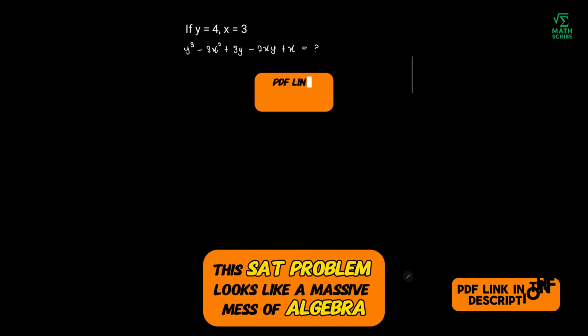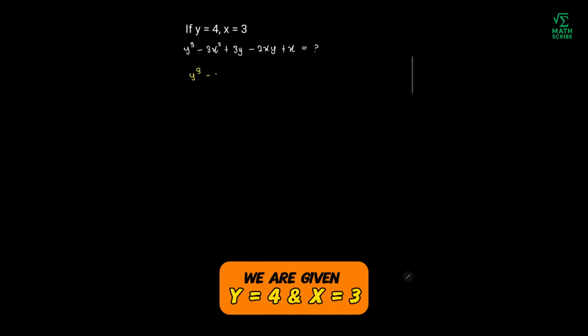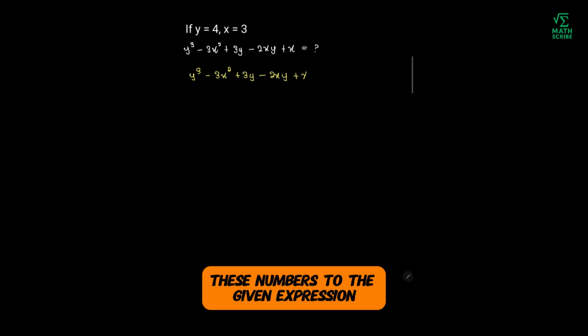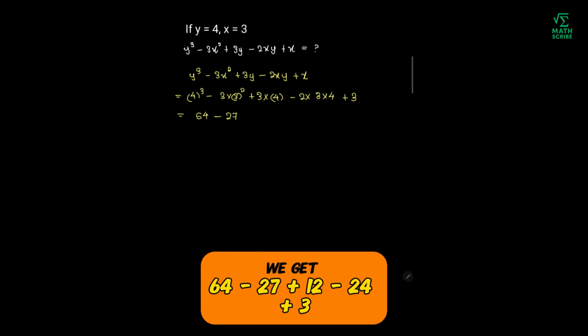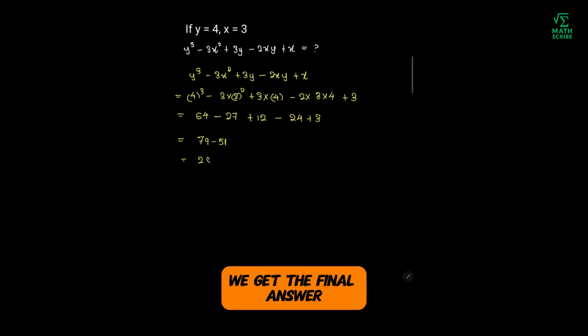This SET problem looks like a massive mess of algebra, but it's actually a pure test of your arithmetic under pressure. We are given y equals 4 and x equals 3. We have to substitute these numbers into the given expression. Let's plug them in step by step. 4 to the power of 3 minus 3 times 3 squared plus 3 times 4 minus 2 times 4 times 3 plus 3. We get 64 minus 27 plus 12 minus 24 plus 3. Let's subtract them. 79 minus 51. We get the final answer 28.